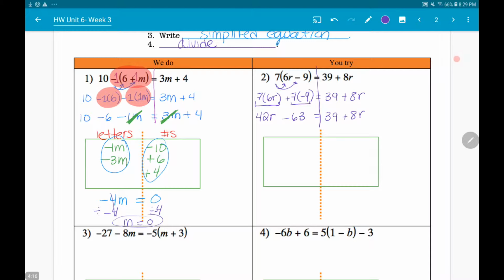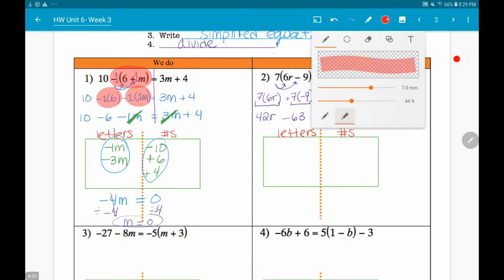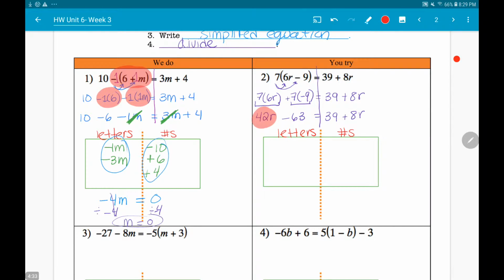All right, now I'm ready. I want my letters on the left and my numbers on the right. So letters, I see a letter here and here. So I'm going to go ahead and write those on my letter side.